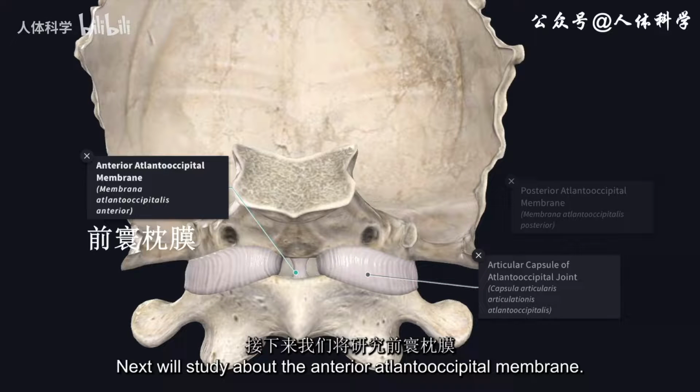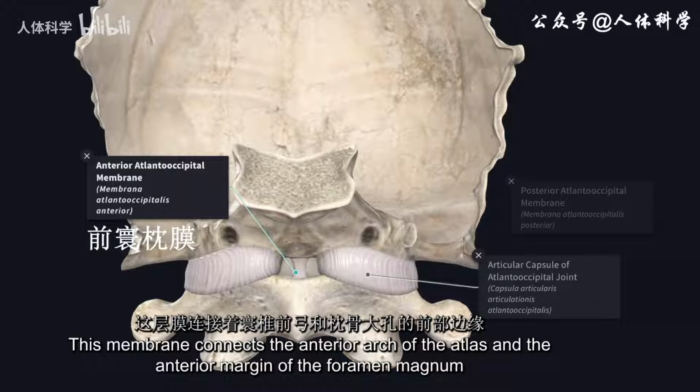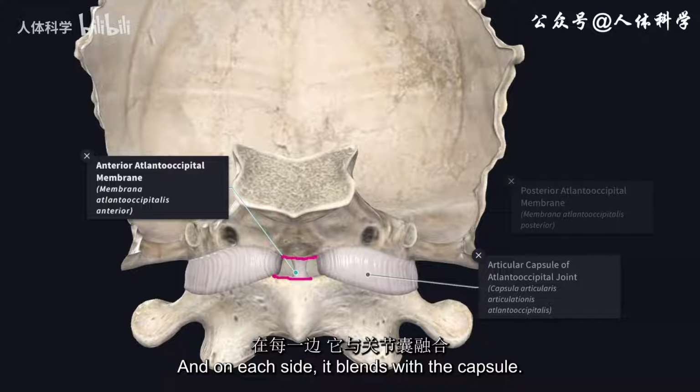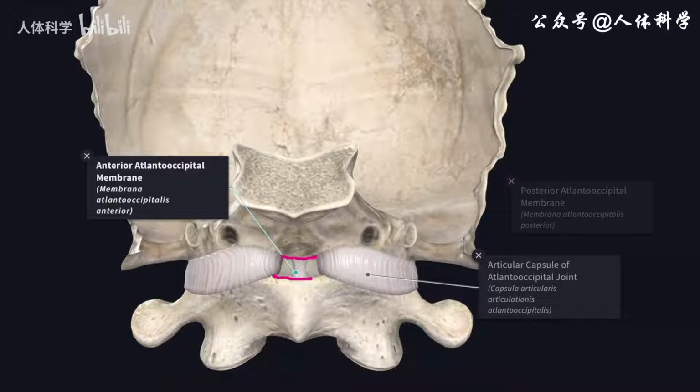Next we'll study the anterior atlanto-occipital membrane. This membrane connects the anterior arch of the atlas and the anterior margin of the foramen magnum, and on each side it blends with the capsule.